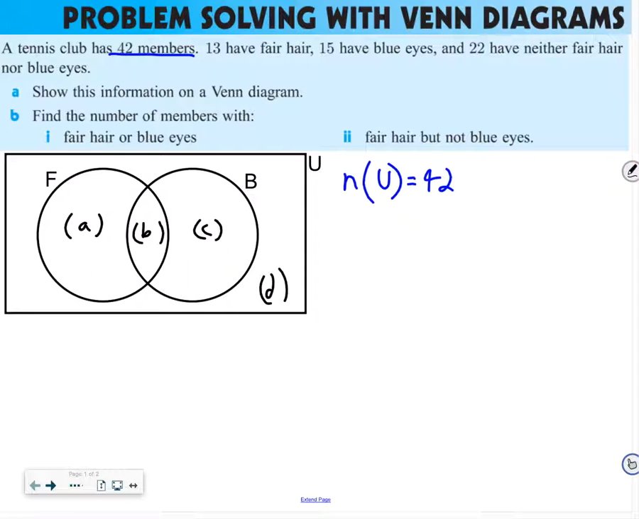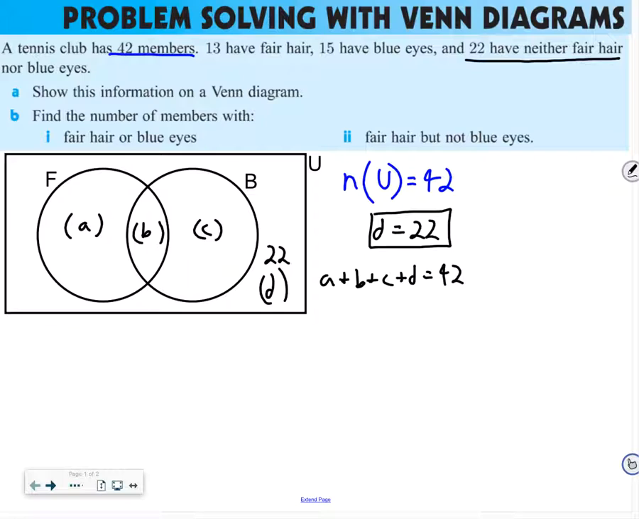Because I also know that 22 have neither fair hair nor blue eyes, that's not in F and not in B. So that implies that my D must be equal to 22, because that represents the number of people that have neither fair hair nor blue eyes. Making another step here, I know that all 4 regions, A plus B plus C plus D, need to add up to 42. If D is equal to 22, then A plus B plus C plus 22 is equal to 42, so A plus B plus C must be equal to 20.